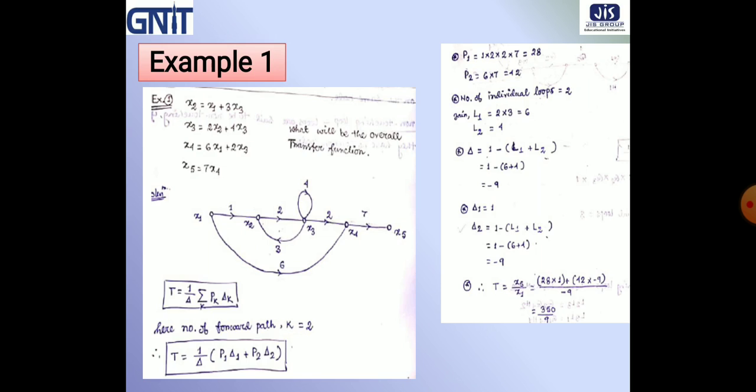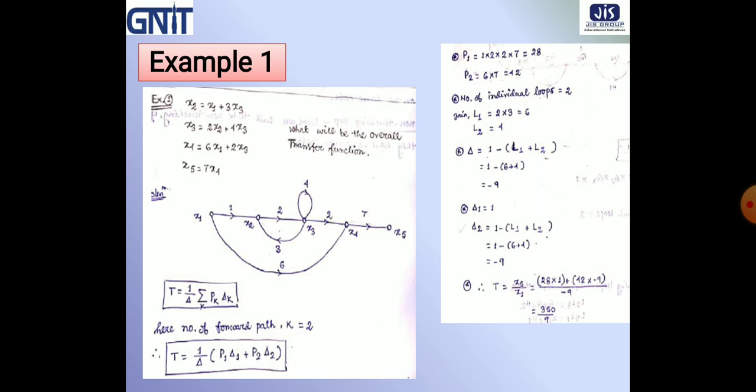Number of individual loops: here 2 loops are present. This is one loop, and this is one self loop. So here 2 loops are present. If this is loop 1, then L1 will be the transmittance of loop 1, that is 2 into 3, 6, and the transmittance of loop 2, that is this, will come 4.